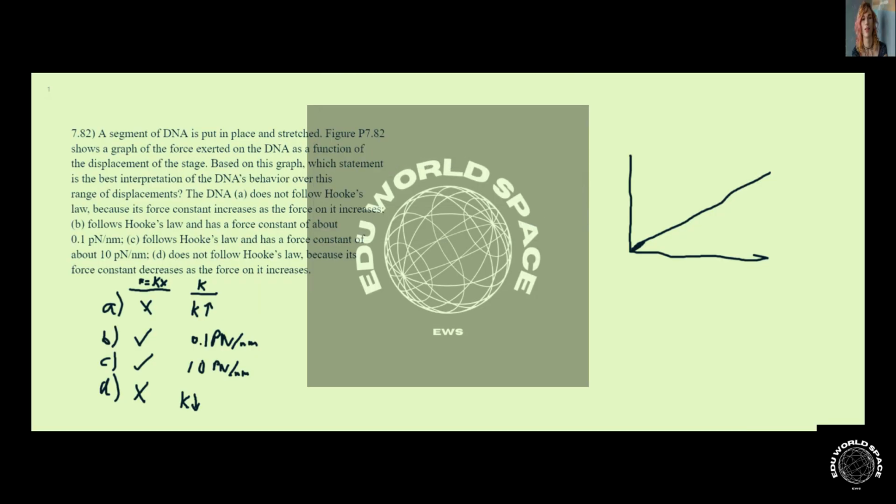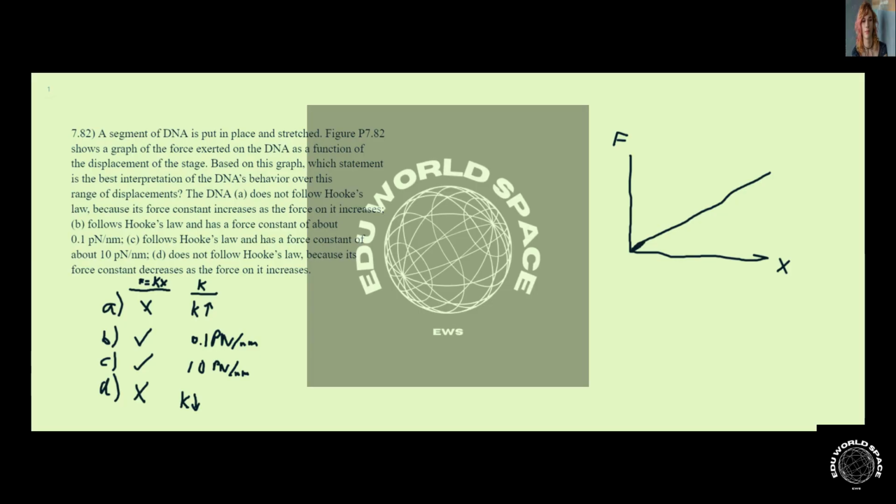Okay, so problem 72, we have a segment of DNA that is put in place and stretched. There's a discussion in the text more about this, and the figure in the book looks much better than this. I just drew what it generically looks like, but we have force versus the displacement, and essentially this shows a straight line. We have four options based on this graph. We're supposed to determine which statement is the best interpretation of the DNA's behavior over the range of displacements.